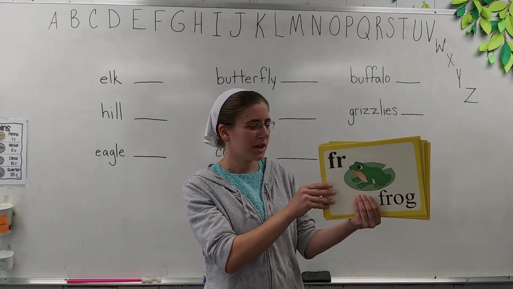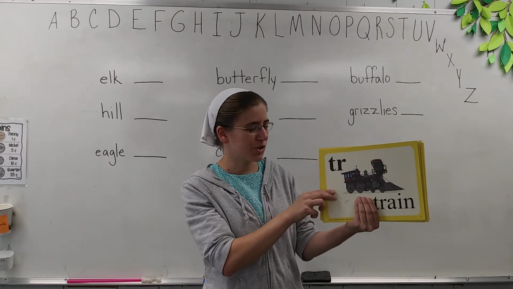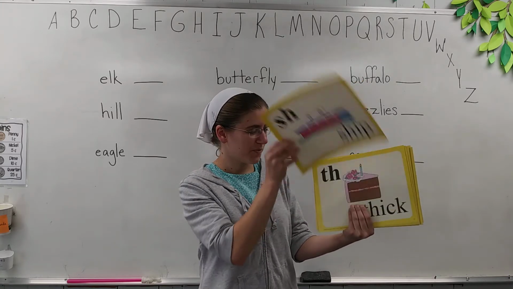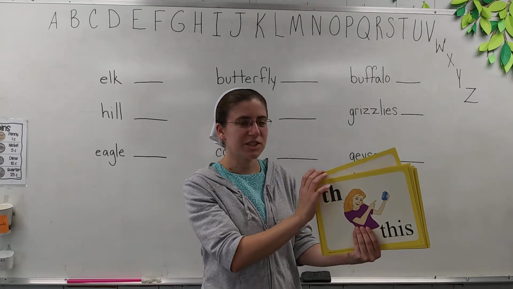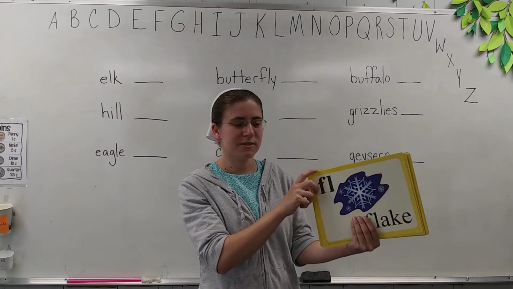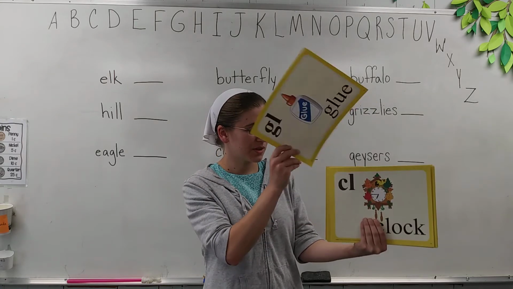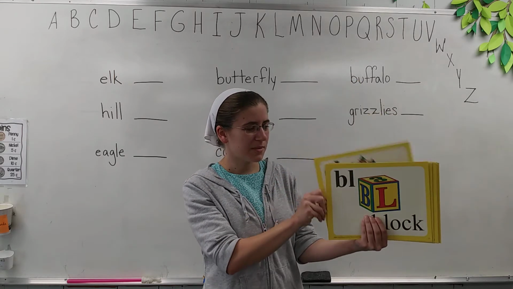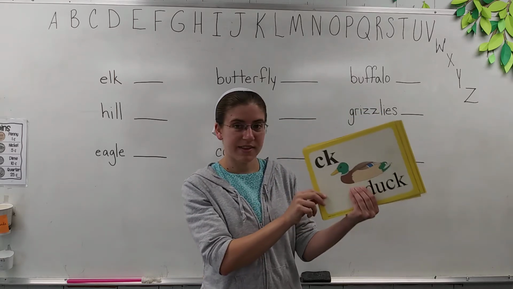FR says F in frog. TR says tr in train. SH says sh in ship. TH says in thick. TH says in this. FL says in flake. GL says gl in glue. CL says cl in clock. BL says bluff in block. And that's the end of them.